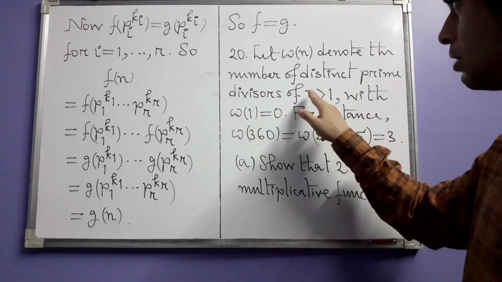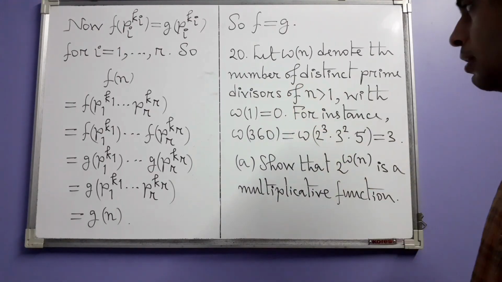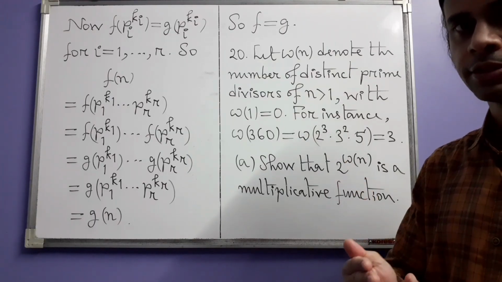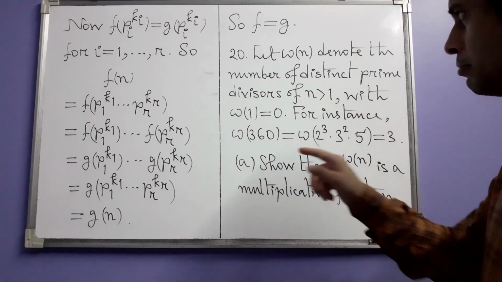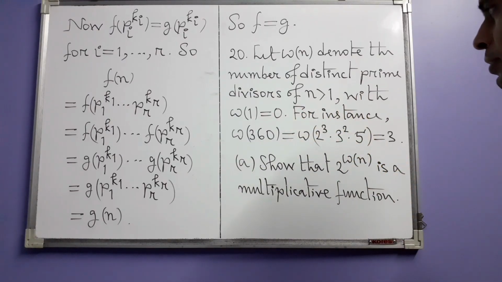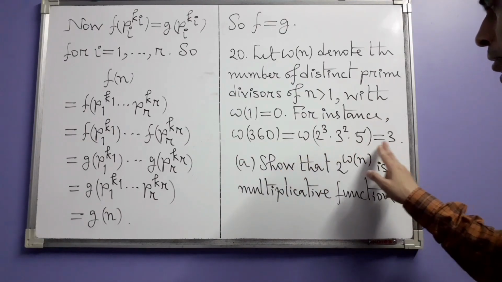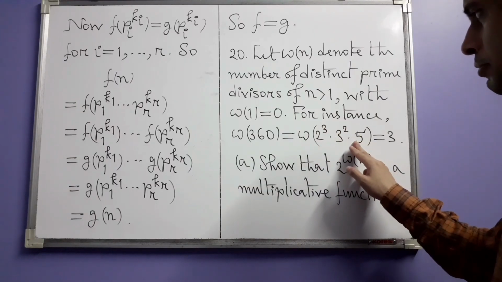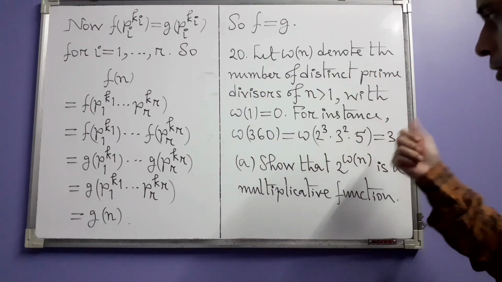Actually, this case could have been included in this one itself without mentioning this n greater than 1. Because if n is 1, then actually no prime divides n, because no prime divides 1, so the number of prime divisors would be 0. But for some reason the author has decided to show it separately. And here is an example also. For instance, omega of 360 is 3, because if you factorize 360, it equals 2 cube times 3 square times 5. So the primes that you see here are 2, 3 and 5. They are 3 in number. That's why we have 3 here.